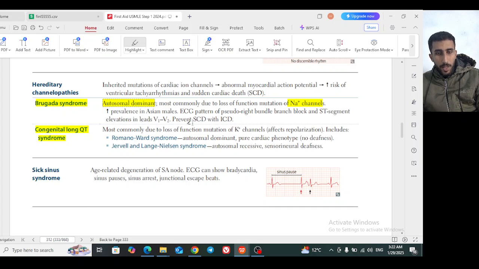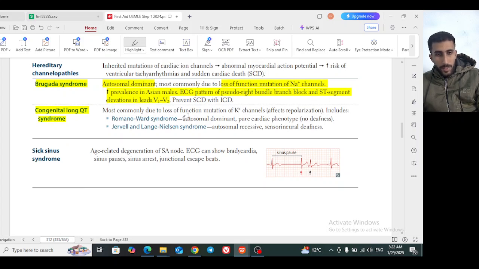For the ECG pattern of Brugada: pseudo right bundle branch block and ST segment elevation in V1 and V2. You know, right bundle branch block means QRS widening, and RSR, where R goes up, S goes down, and RSR is like rabbit ears. It occurs in V1 and V2. Plus widening of the QRS is characteristic of right bundle branch block. So you see pseudo right bundle branch block plus ST segment elevation in V1 or V2. You don't have to know these details, but we covered that.